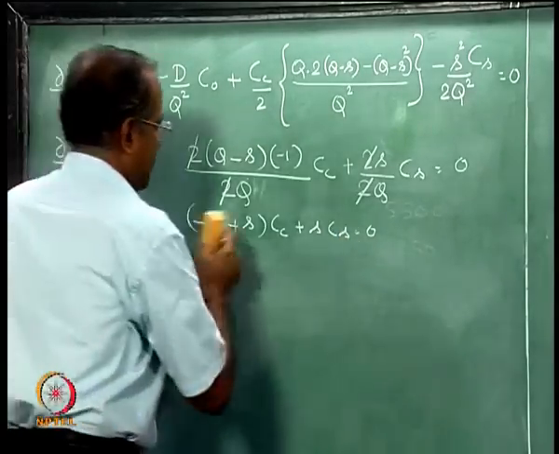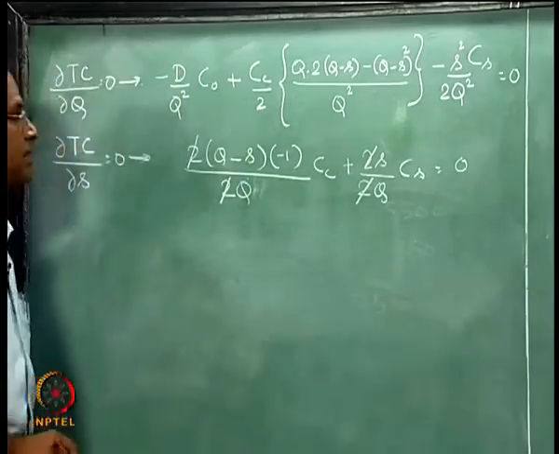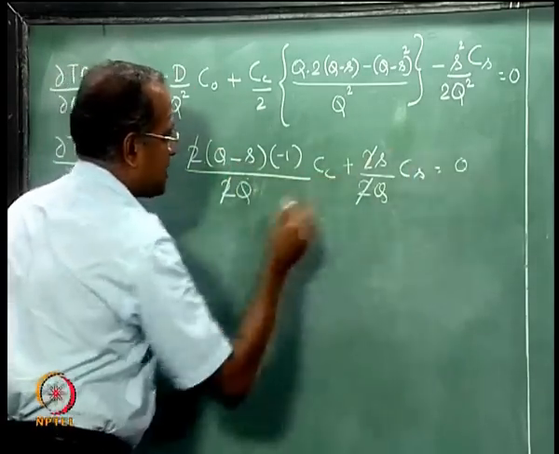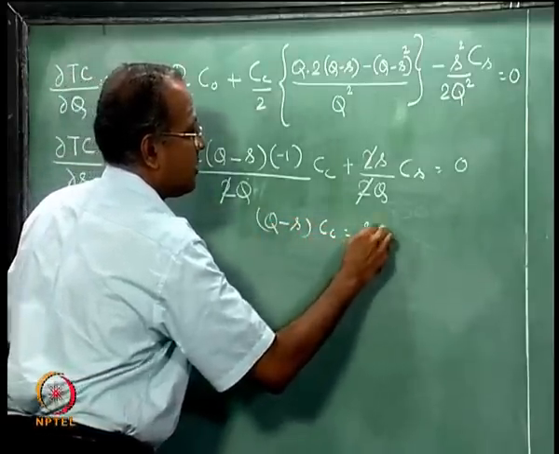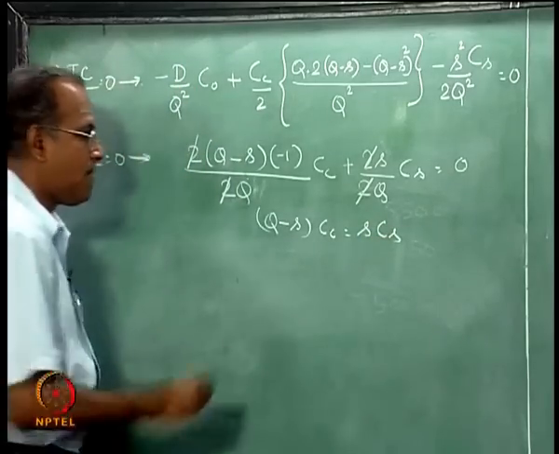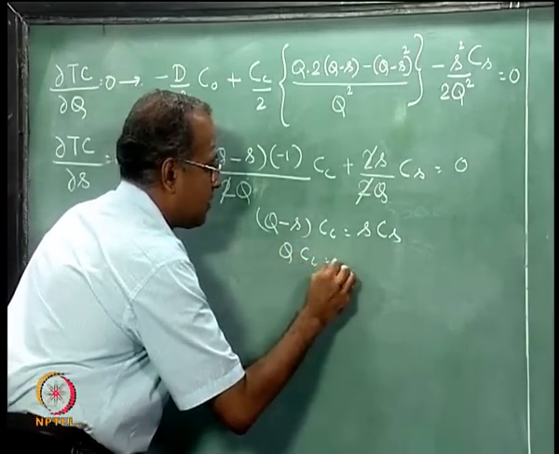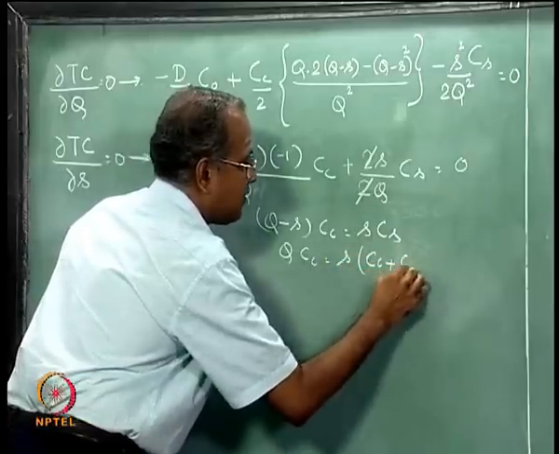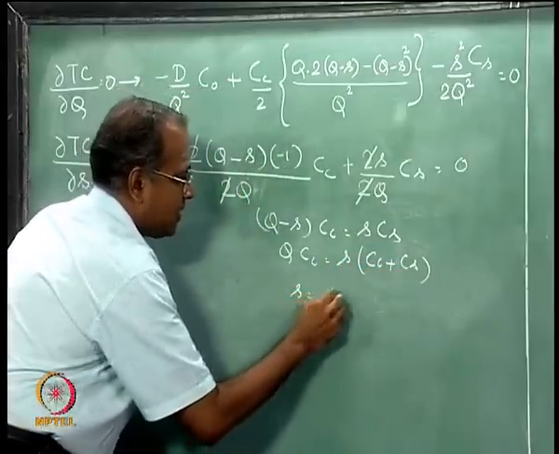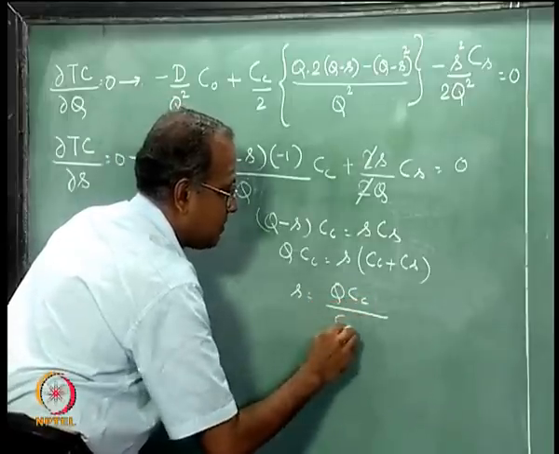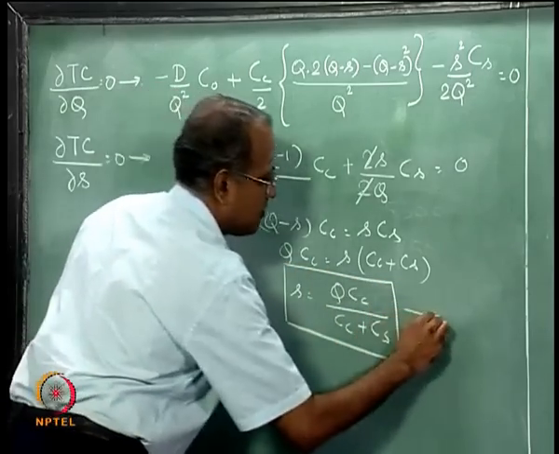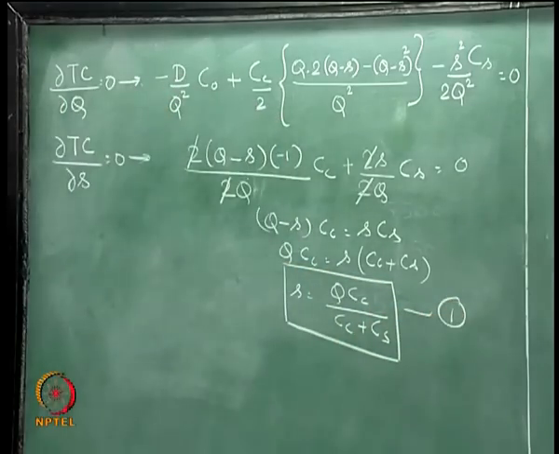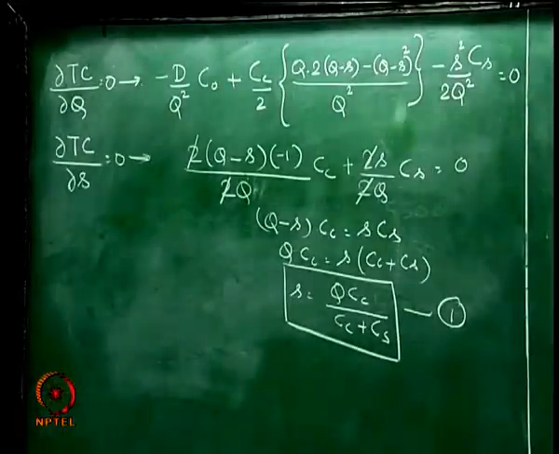or let me simplify it differently. I will simply take this term to the other side. So, q minus s into Cc is equal to SCS. So, QCC is equal to S into CC plus CS, from which S is equal to QCC by CC plus CS. So, this is the first thing that we derive. We have this.